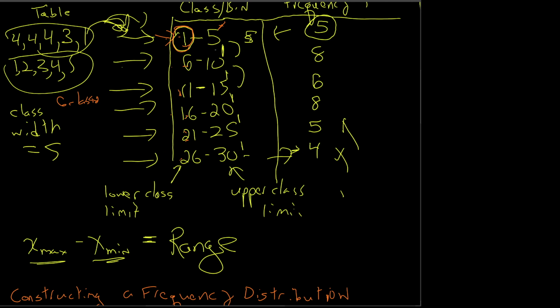Then to get the upper side of these, notice I subtract 1. 6 minus 1 is 5. 11 minus 1 is 10. 16 minus 1 is 15. 21 minus 1 is 20. And 26 minus 1 is 25. And then this very last value, well, that's 25 plus the class width again. And so we build a table out of that. And so we build our class widths.